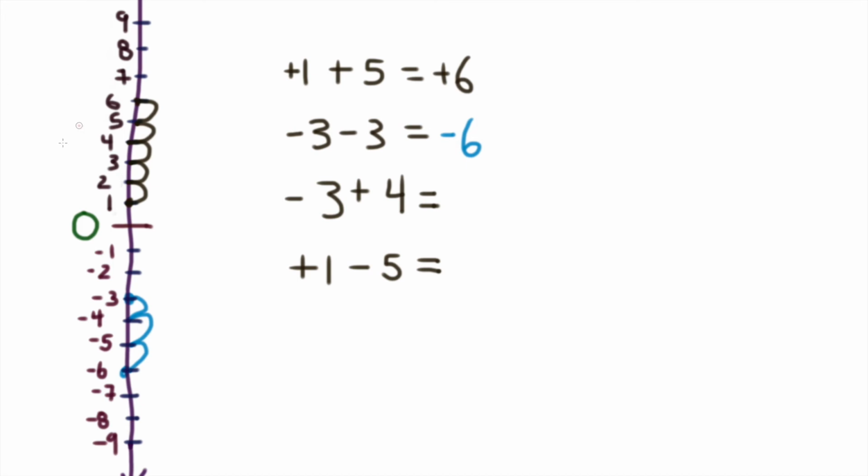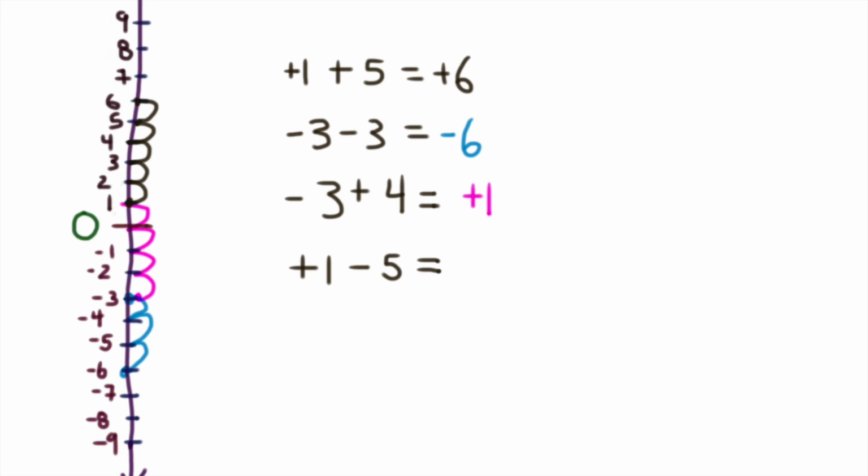Okay, so -3 + 4. We got to start here at -3, so I'm going to put a little dot here above. And we're going to go up 4 because it's +4. So we got to go up 1, 2, 3, 4 units, and the answer is positive 1.